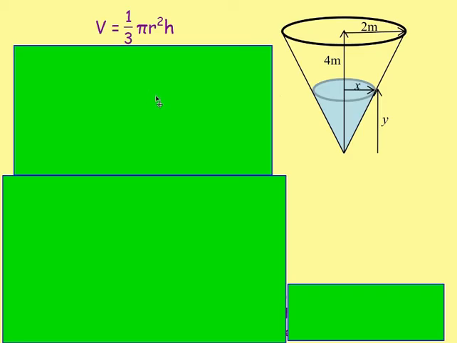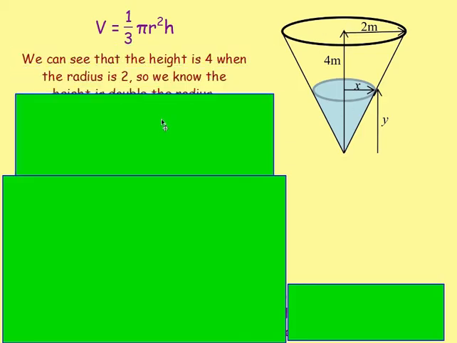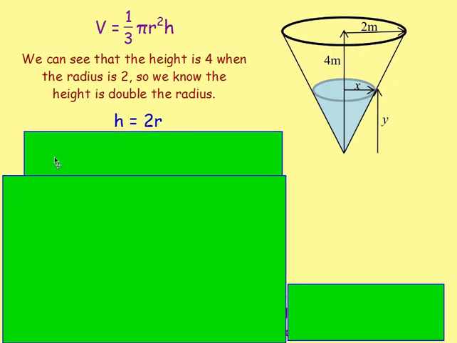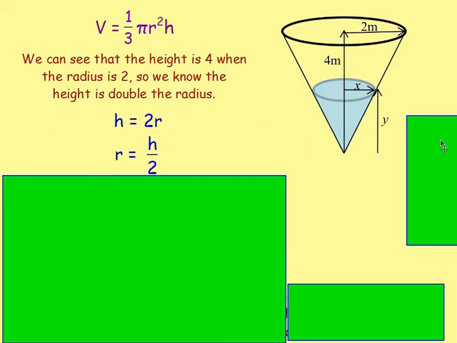So we are told that the volume is equal to 1/3 pi r squared h. But we can see here that this cone that we're given in the question has a height of 4 meters and a radius of 2 meters. So right away we know that the height of the cone is double whatever the radius is. So we know the height equals 2 times r. Because we know that, then we can write down what r would be. And if you divide both sides by 2, well, r would equal h over 2.